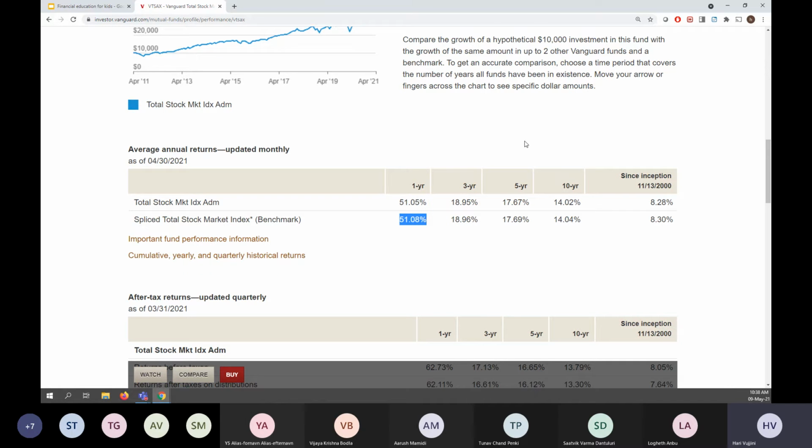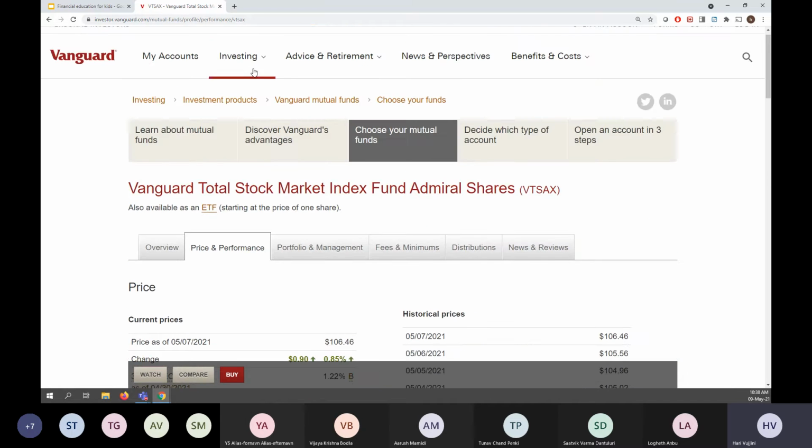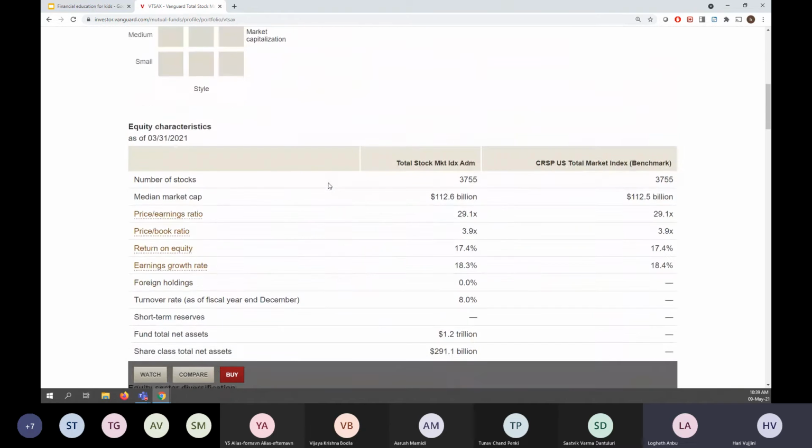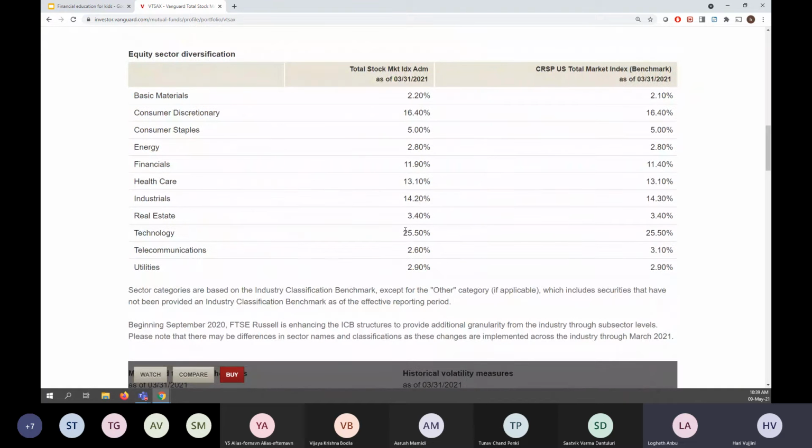Okay, so this is one index fund. There are many index funds like this. I'm giving you one index fund. In this index fund, your exposure is the total market. You are investing across the whole market of US companies. So do you know that it said technology is 25.5%, and then real estate is like, I mean, the financial is 11.